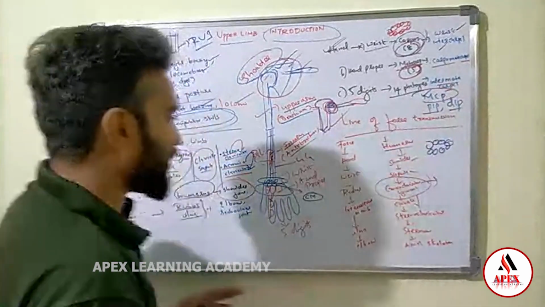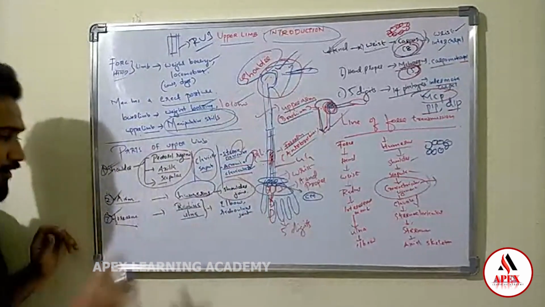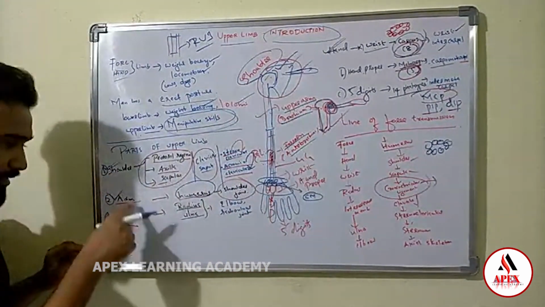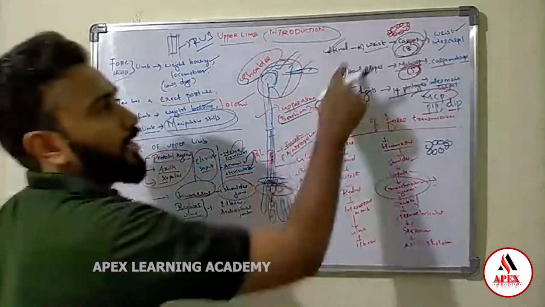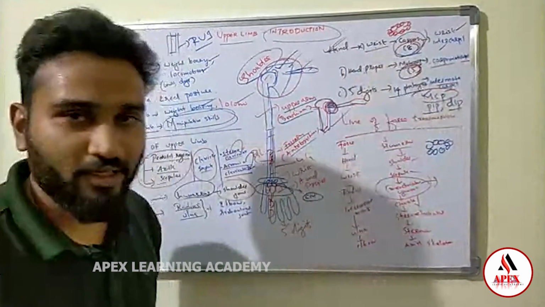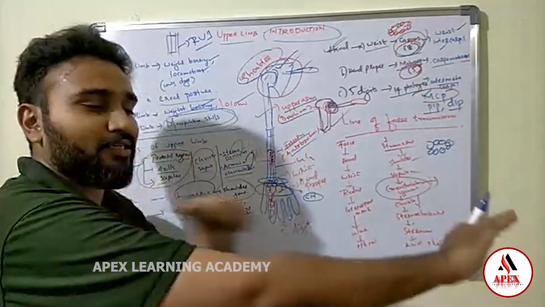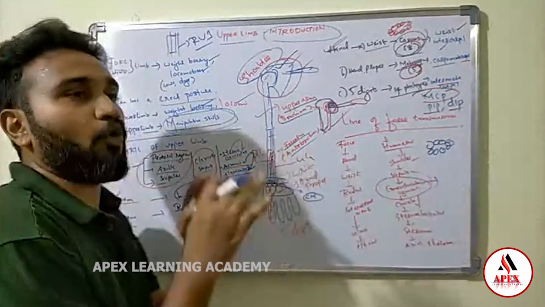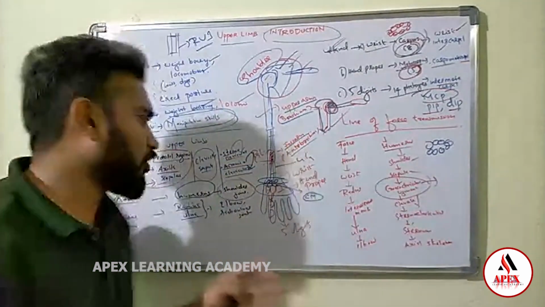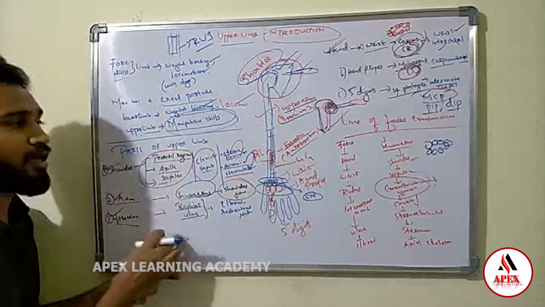So we must understand that we divided the entire upper limb into 4 parts. First part is shoulder, second part is arm, third part is forearm, and fourth part is hand. In hand we have wrist, hand proper, and 5 digits. This is a conclusion of the entire upper limb. This is a session we are going to discuss in the entire upper limb chapter, so you must create a foundation from this session.